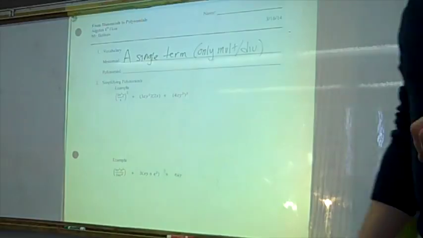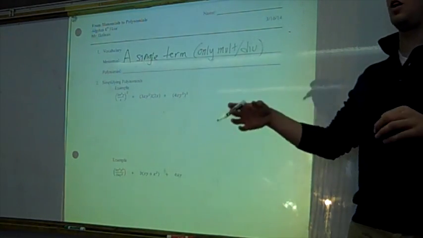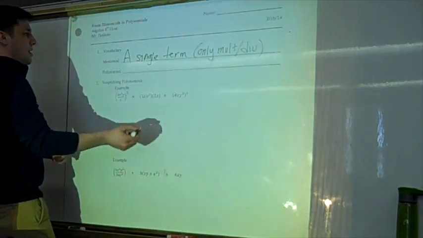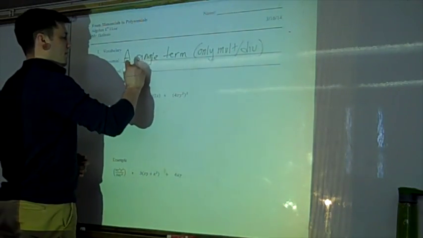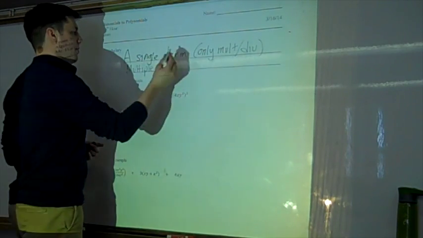All right, and then polynomial is multiple monomials, so connected with addition or subtraction, multiple monomials. You can think of it as multiple terms as well.